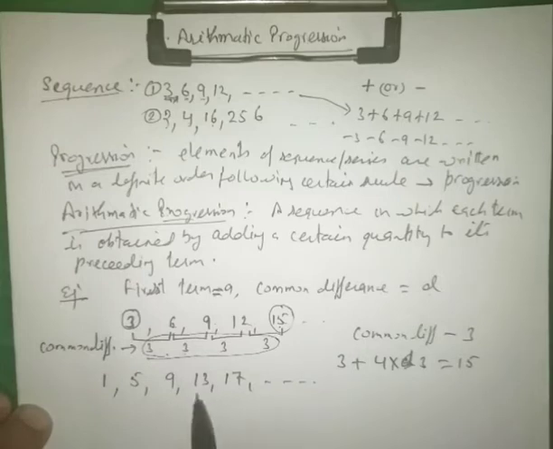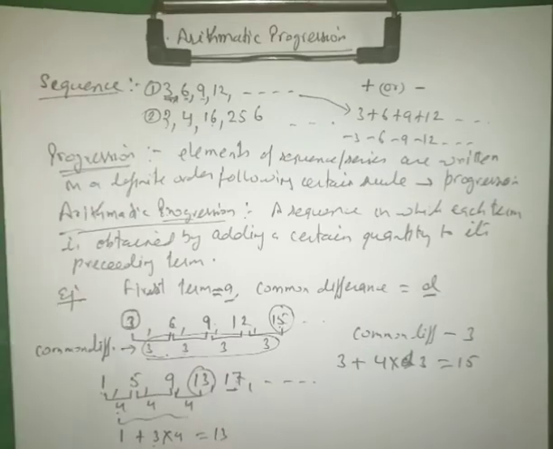Now, if I want to relate this 13 with the first term, how will it be related? Have a look. This difference is 4. Here also the difference is 4, and here also the difference is 4. If I want to talk about the fourth term, 13 is the fourth term. So here the common difference is added 3 times. So it is 3 multiplied by 4, and I'm adding it to the first term, which is 1. So 1 plus 12 will be equal to 13.